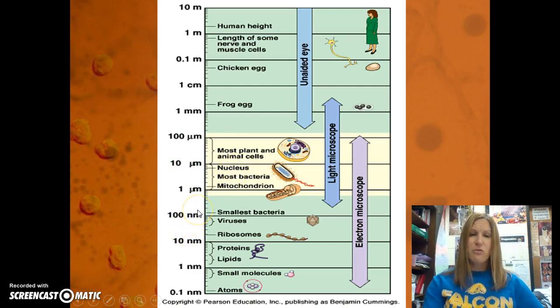And so then we get further down. A nanometer is 10 to the negative 9th, and we can see some bacteria here. Viruses are going to be much smaller than bacteria as well. And then we can go on to ribosomes, proteins, lipids, small molecules, and atoms. Again, you can get an idea of what we can see here with a light microscope and an electron microscope.